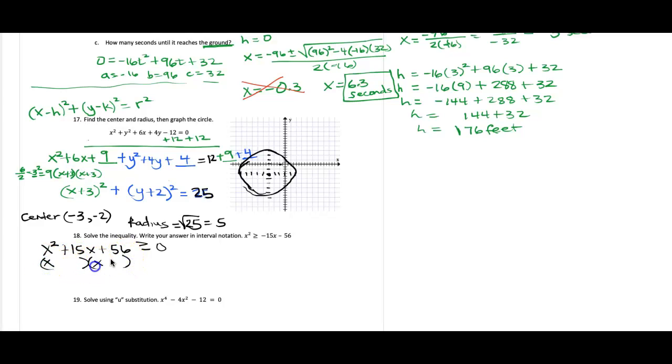So what multiplies to be 56 that adds to be 15? It'll be 7 and 8. But really what I want to know is when it does equal 0 exactly. So it equals 0 at -7 and -8, when x is -7 and x is -8.